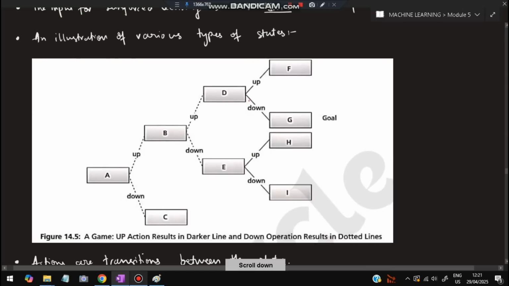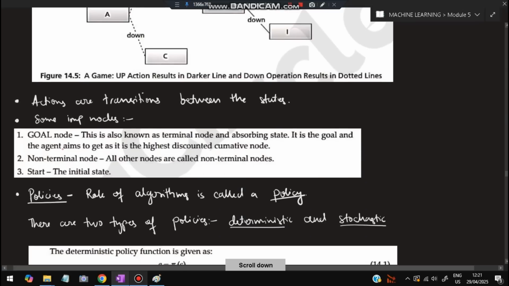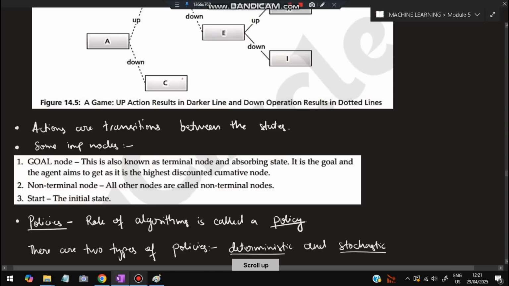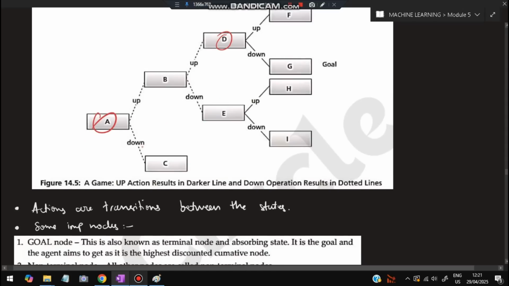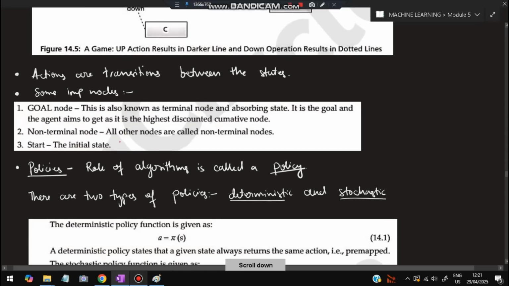An illustration of various types of states is defined here. From A, if you go up, you will go to B. If you go up, you will go to D. If you go up, you will go to F. If you go down from D, you will go to G, which is the goal state, like that. These are the different states: state A, state B, state C, state D, state E, and so on. And these are the actions, whether you are going up or down, and the reward is reaching the goal. Now the goal node is the final node, non-terminal nodes are the middle nodes like B, E, and D, and the starting node is A. That is the starting node.